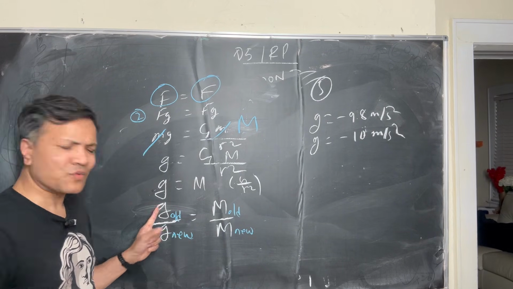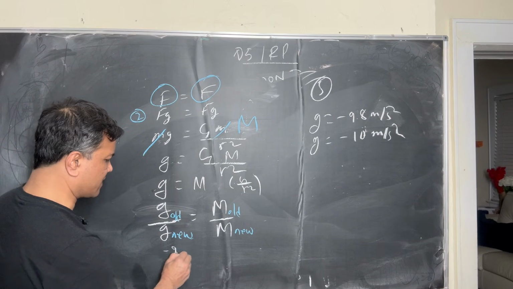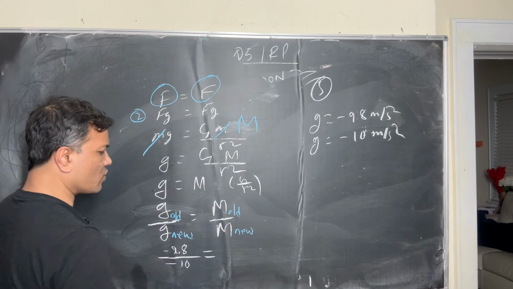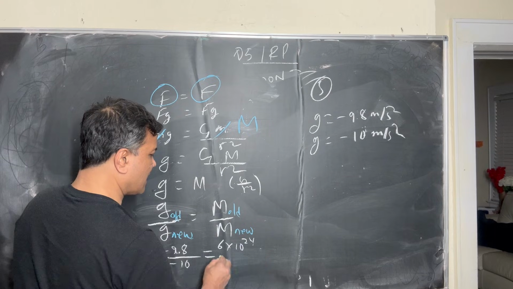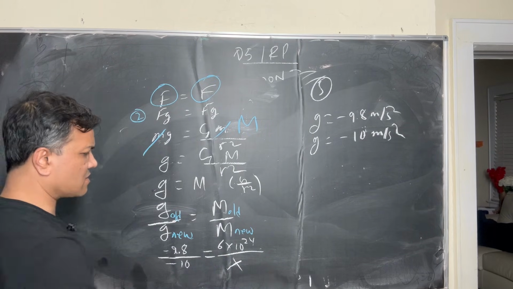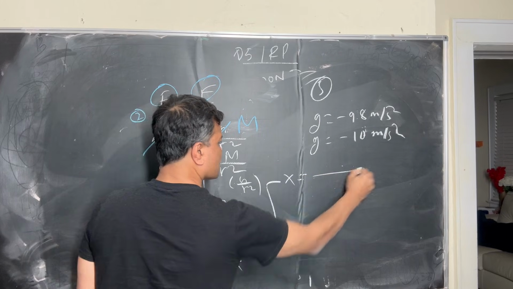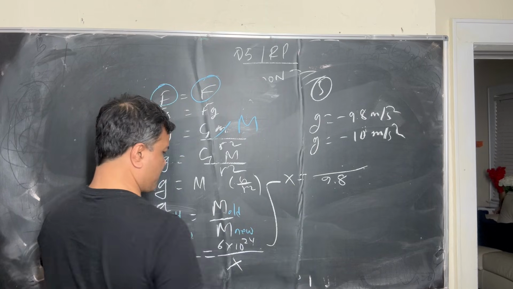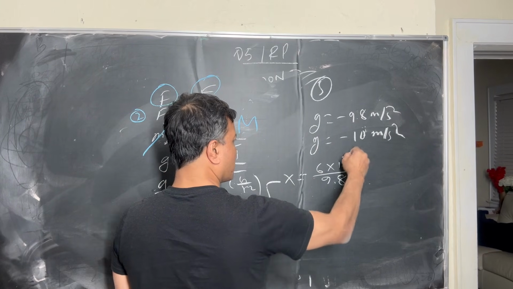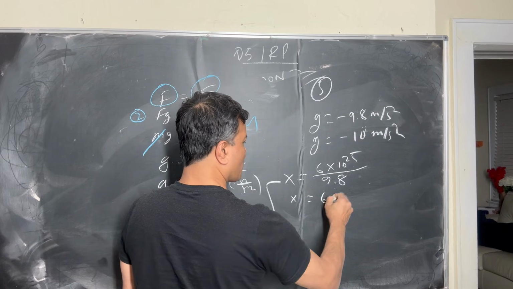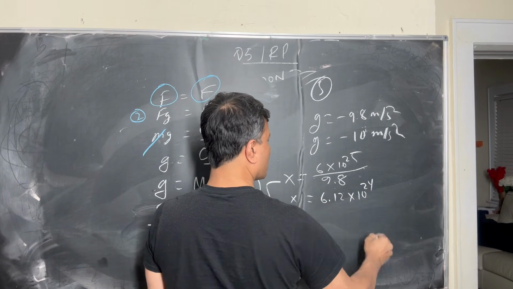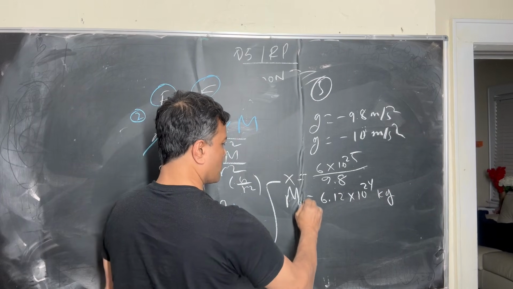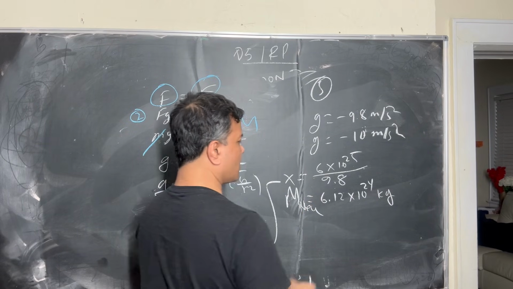So what is g old? We know g old, which is negative 9.8. What is g new? We want negative 10. M old, we know 6 times 10 raised to 24. M new, we want to find it. Okay, great. So X is then what? 9.8, negative cancel. And you have 6 times 10 raised to 25. So X is 6.12 times 10 raised to 24 kilogram. What is X? New mass. All right, make sure you give only 2 sig fig.